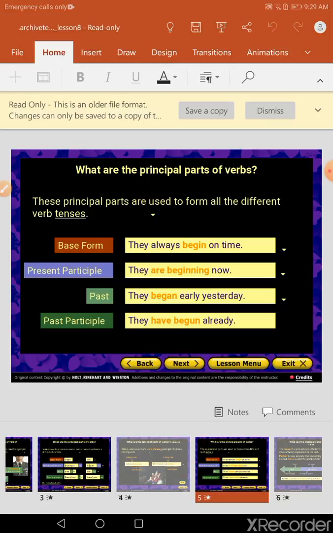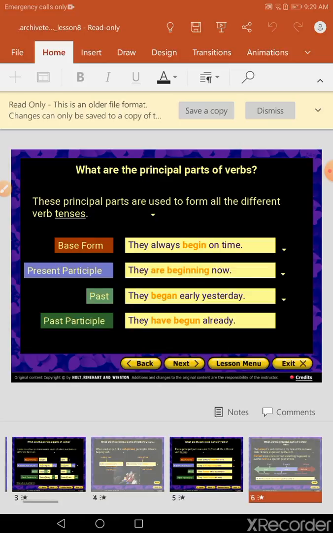The next point. These principal parts are used to form all different verb tenses. The base form, for example, expresses the present: they always begin on time. Present participle: they are beginning now. You're talking about something that's happening now. Past, something that happened already and finished: they began early yesterday. Past participle: they have begun already.